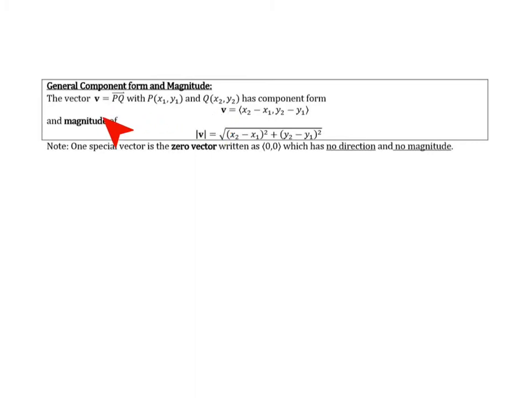So to find a vector in component form, we're going to subtract the x's. To find the magnitude, we're going to use the distance formula. Okay, so here are our 2 formulas that will give us the component form of the vector and the magnitude. We have a special vector that sometimes we'll use called the 0 vector. That's 0, 0. It has no magnitude and no direction, but it is a 0 vector, and it has to exist to make some things work.